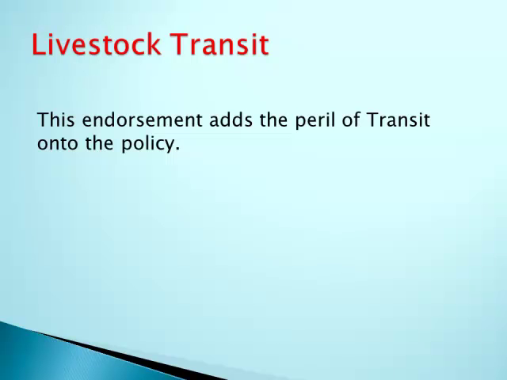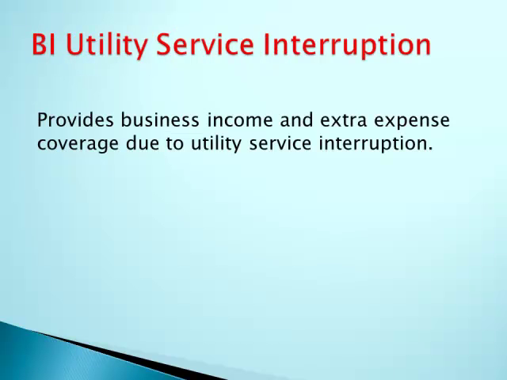Livestock transit. If you do own the livestock, we can offer livestock transit. It's kind of a neat coverage. The actual peril that it's insuring against is transit. So anything that happens to the livestock while they're in transit, there's coverage for. We've had situations where a semi's going down the road and it breaks down, 100-degree weather, and all the pigs in there basically suffocate because of the heat. There's coverage for that under this policy. Business income service interruption provides business income and extra expense coverage due to utility service interruption.